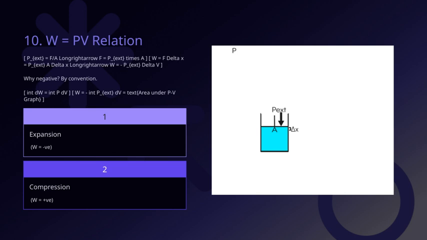The work becomes minus Px times delta V. Finally, let's touch on the PV relation. This relation is fundamental because it links pressure, volume, and work, helping us understand various thermodynamic processes in a straightforward way. It's a key point in analyzing how energy transfer occurs during expansion and compression.